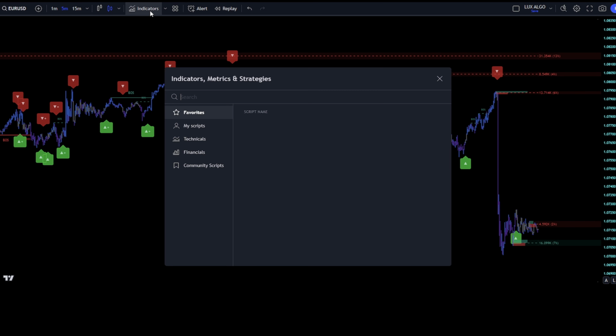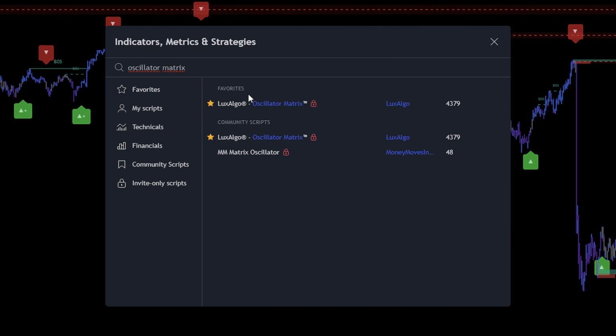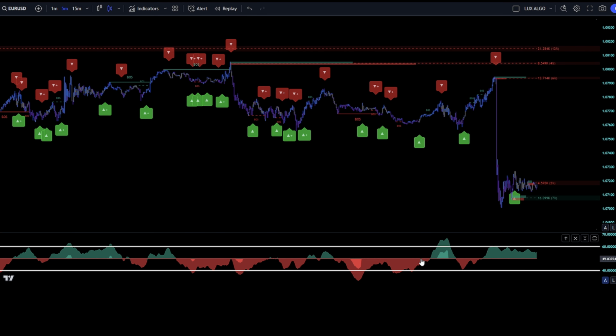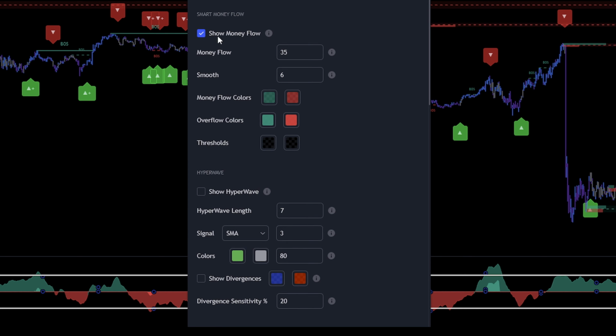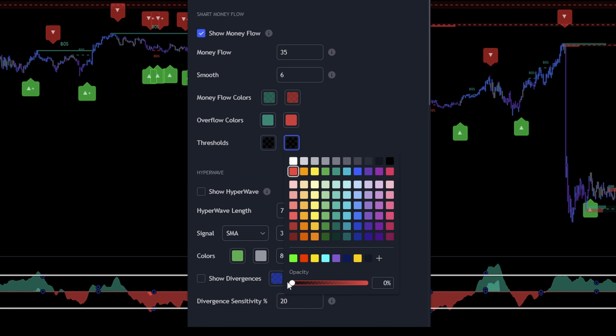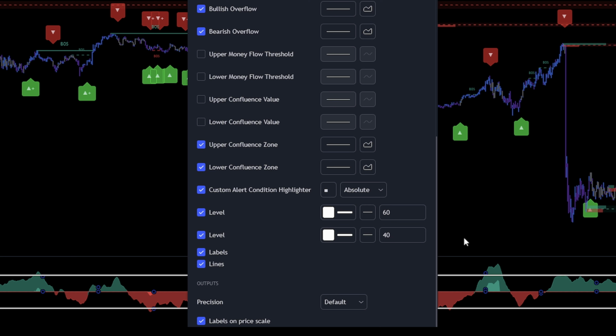And finally, to complete the setup, we need to add one more tool. This indicator is called Oscillator Matrix. Now let's access the indicator settings. Within the inputs, we want to disable everything except for the money flow. Now we want to click the thresholds and set its opacity to 0%. In the style section, change the levels to 60 and 40, change the color of the lines to white, and change the plot type to line.